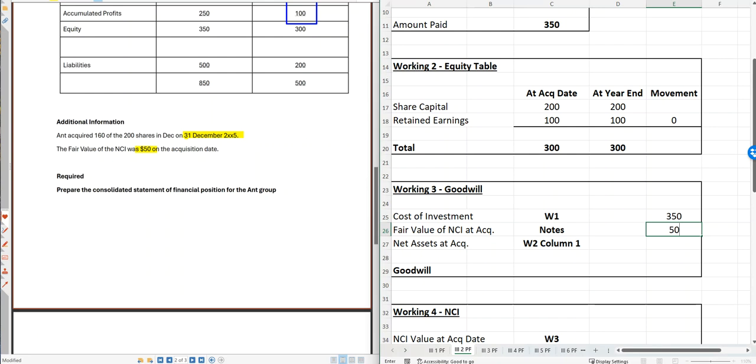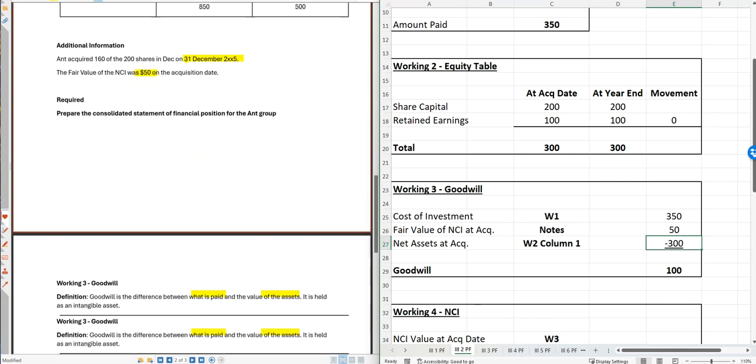Okay, and then the net assets at acquisition are going to come from working 2, column 1. So that's the one we had here. So that is 300. And actually, let's make that a minus because we need to subtract that out. And that means we've got a total of 100 for goodwill. Okay, so cost of investment 350, NCI 50, so total business is worth 400, but the net assets are only worth 300, therefore we've got goodwill of 100.